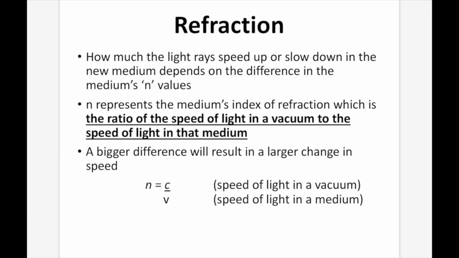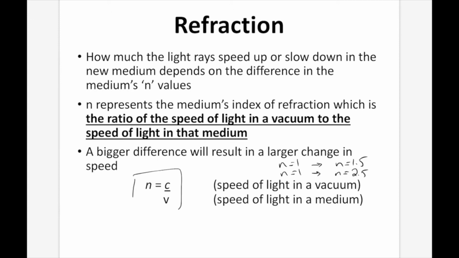How much the light speeds up or slows down in the new medium depends on the difference in the medium's n values. N represents the medium's index of refraction, which is the ratio of the speed of light in a vacuum to the speed of light in that medium. A bigger difference will result in a larger change in speed. So if you're going to go from an n equals 1 to an n equals 1.5, that's going to be less of a distortion than if you go from an n equals 1 to an n equals 2.5. So that's going to create a bigger difference.